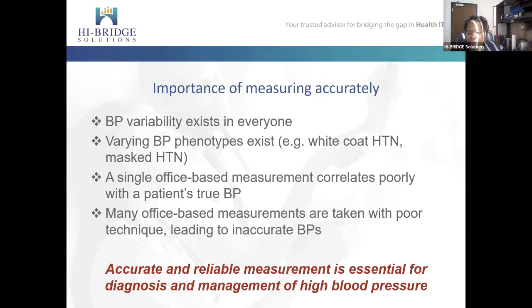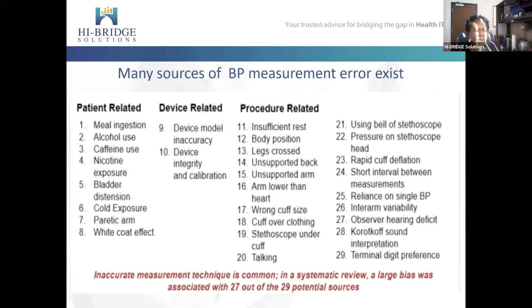Of course, we know blood pressure variability exists in everyone. Sometimes individuals are experiencing white coat effect. Maybe they've had too much caffeine, or it could be what they've had for breakfast prior to coming to their visit. The next slide gives a little more sources of blood pressure measurement errors that exist. So we see many sources of blood pressure measurement error exist.